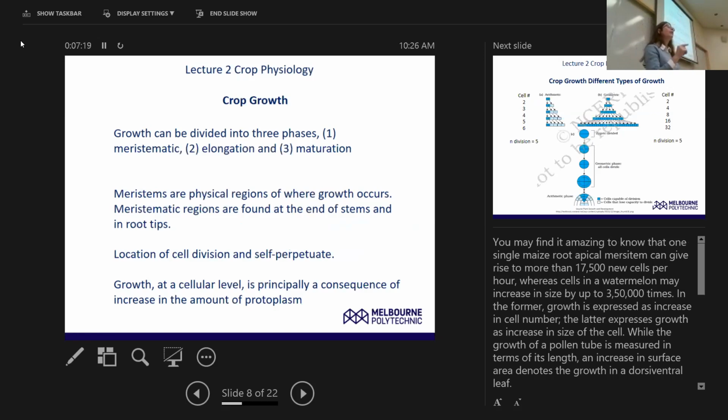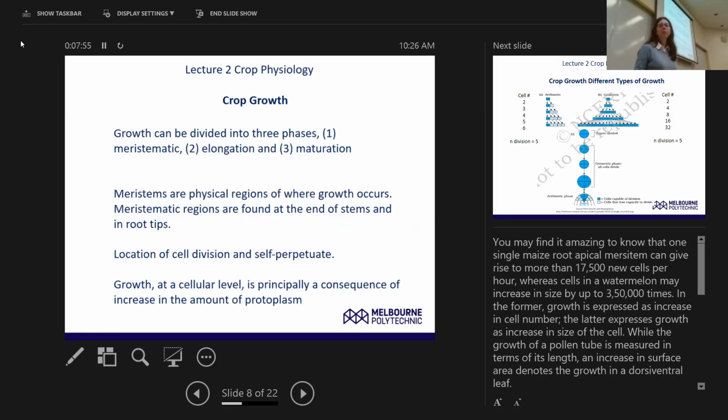That can also be very useful knowledge for weed control. Sometimes if you've got a paddock that you want cleared, you'll put cattle in there, or something that eats really close. If you can get as much of the meristemic region of the plant eaten, then your weed's gone. It'll shrivel up and die, and that'll be the end of it. Okay, growth at the cellular level is principally an increase in the amount of protoplasm.